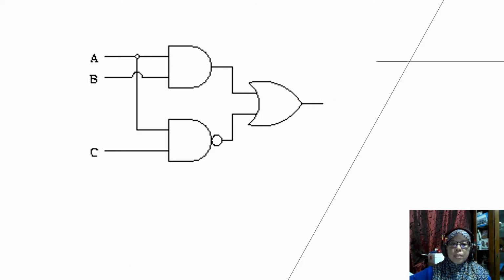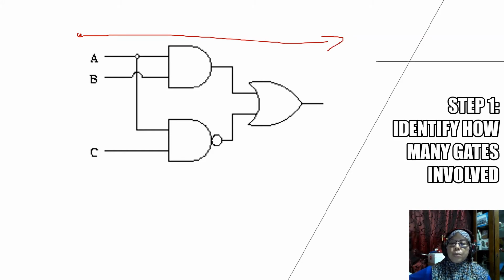Okay, sama macam tadi, need to look at the circuit from left to right. Okay, identify how many gates. So here we have three gates involved, which is ni gate apa ni? Okay, this one is AND gate.